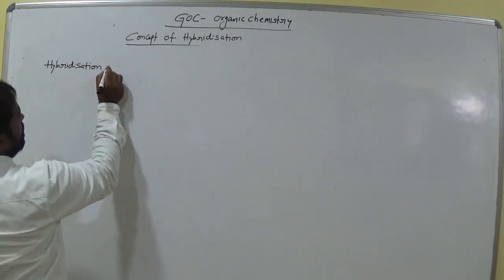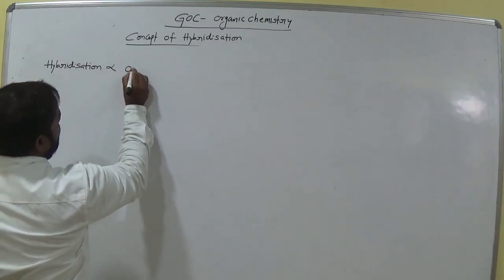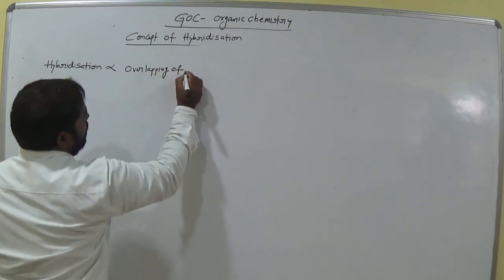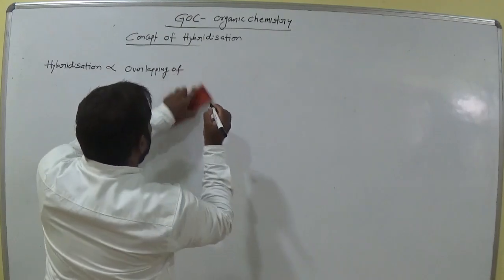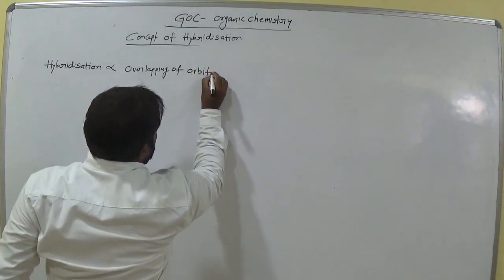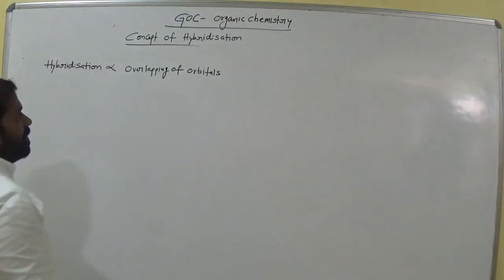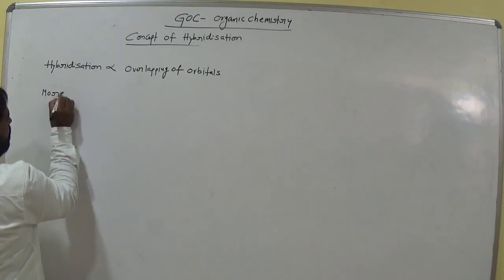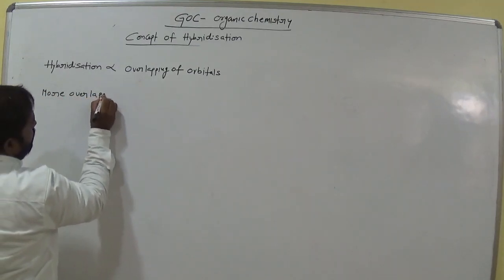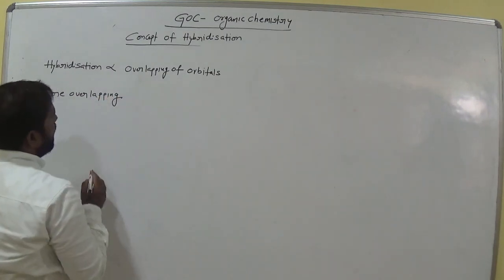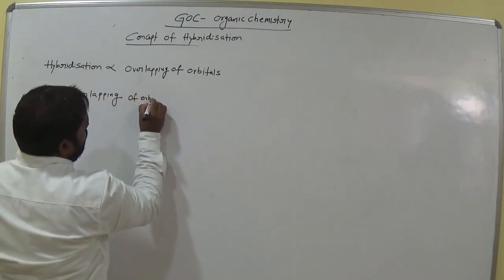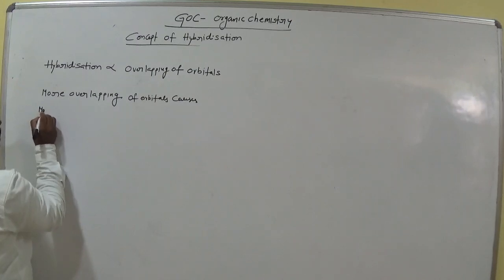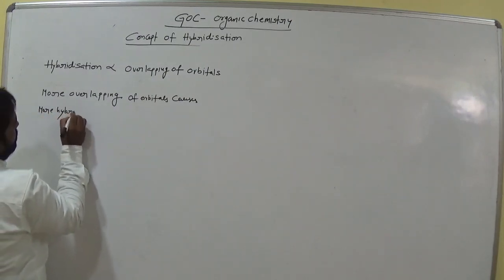Hybridization is directly proportional to overlapping of orbitals. Directly proportional means more overlapping of orbitals causes more hybridization.